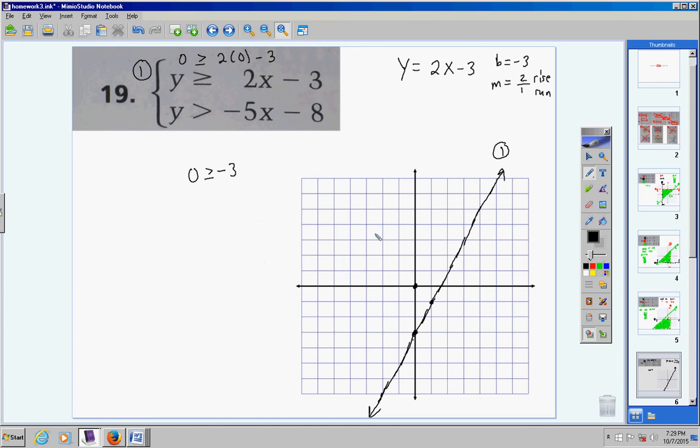So 0, 0 is true. I'm going to shade toward 0, 0. Okay, now let's go ahead and take a look at the second inequality. We'll call that number 2.